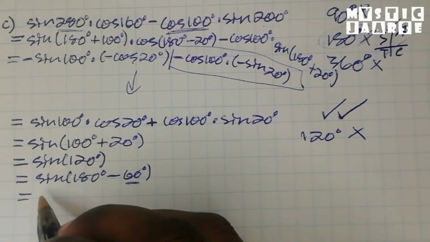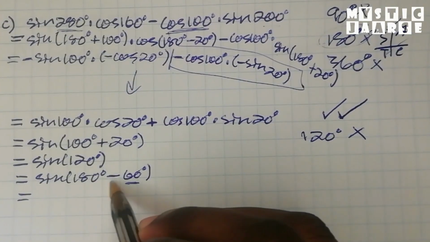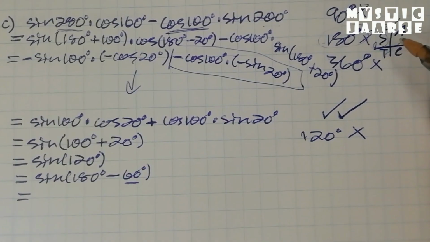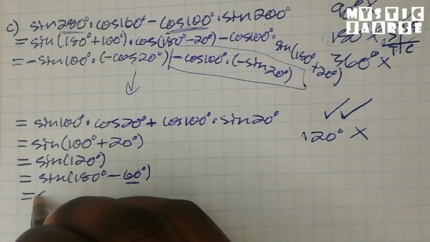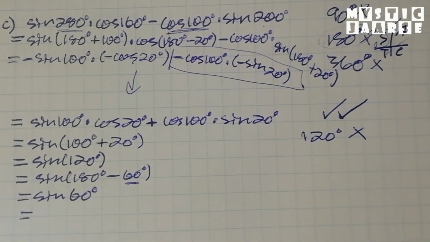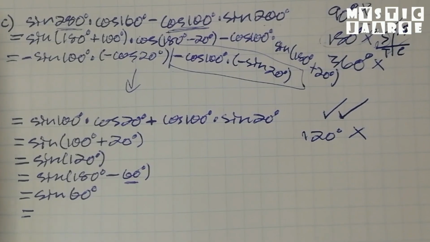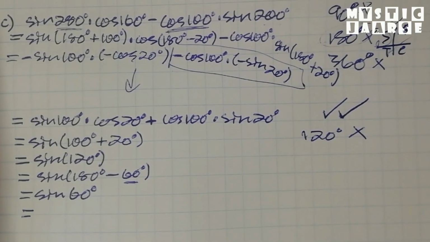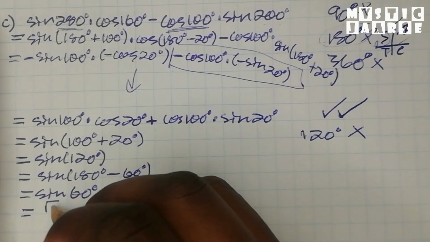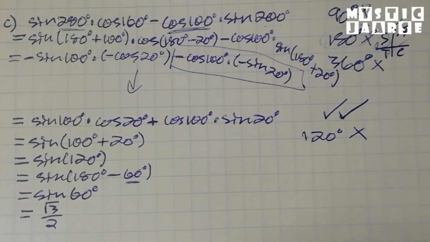So we'll be having sine of 180 minus 60. 180 minus is in the second quadrant, and sine is positive, so we will have sine of 60 degrees. Now 60 degrees is a special angle. We are allowed to put this into our calculator or to remember what it represents. So we have square root of 3 divided by 2.